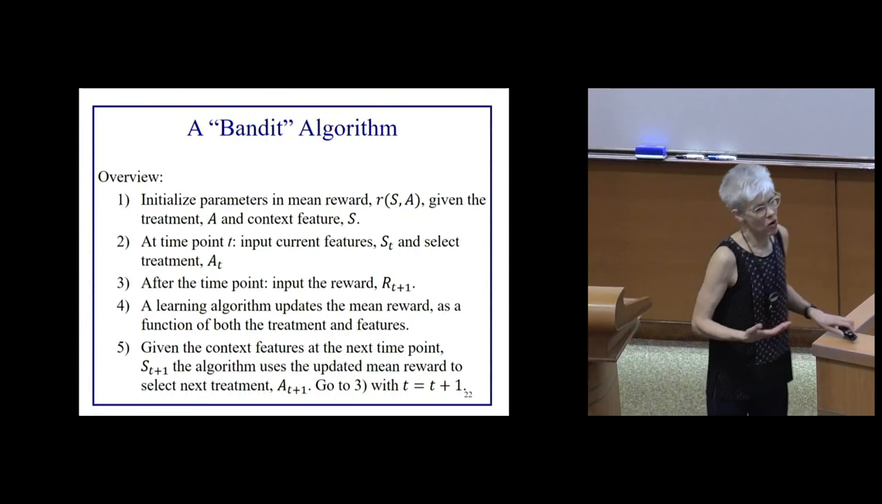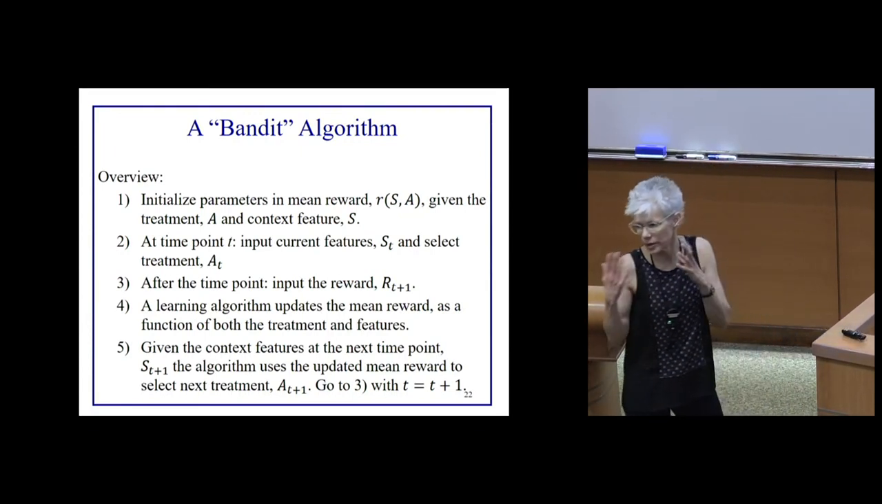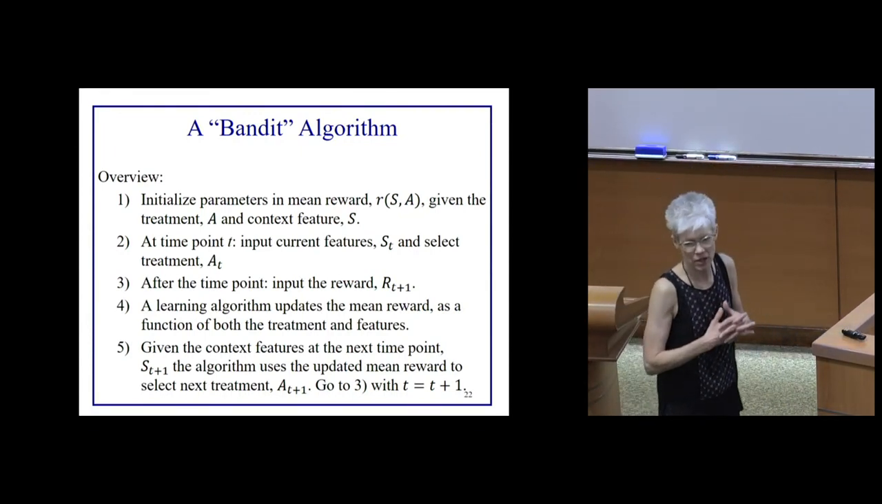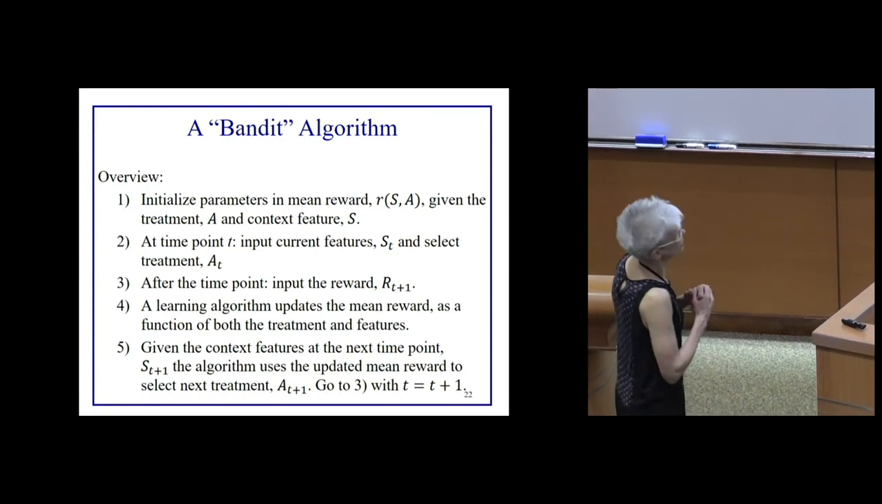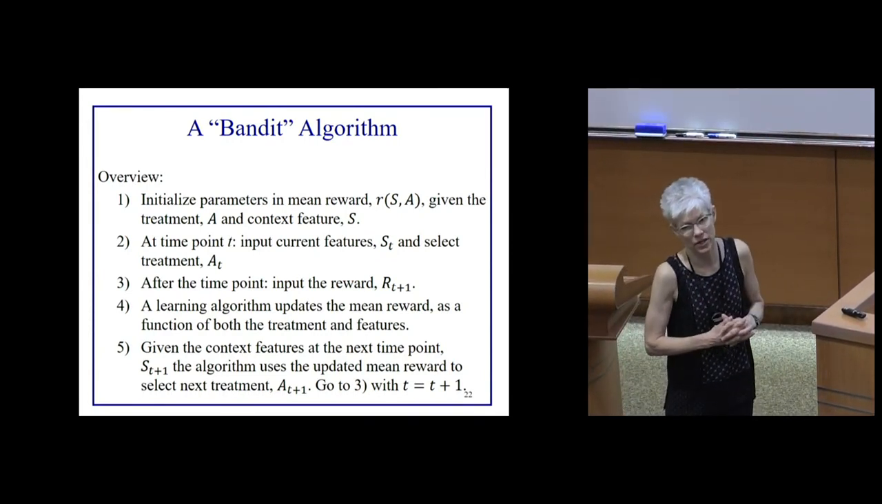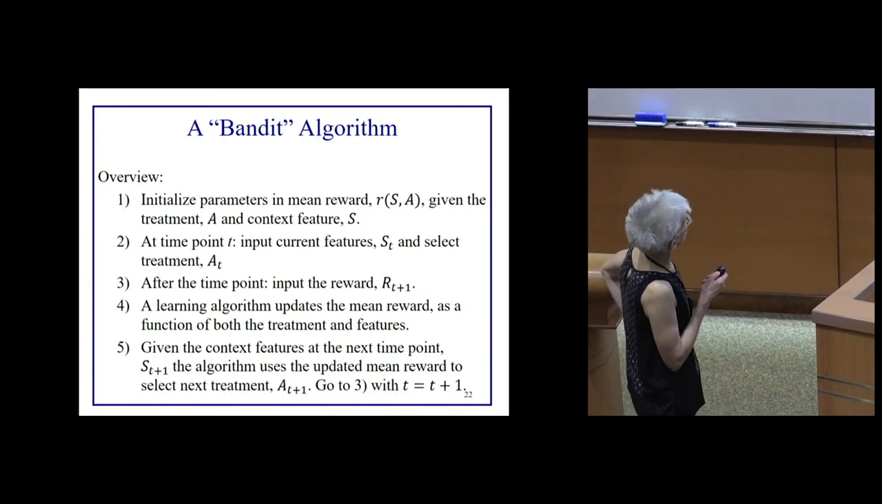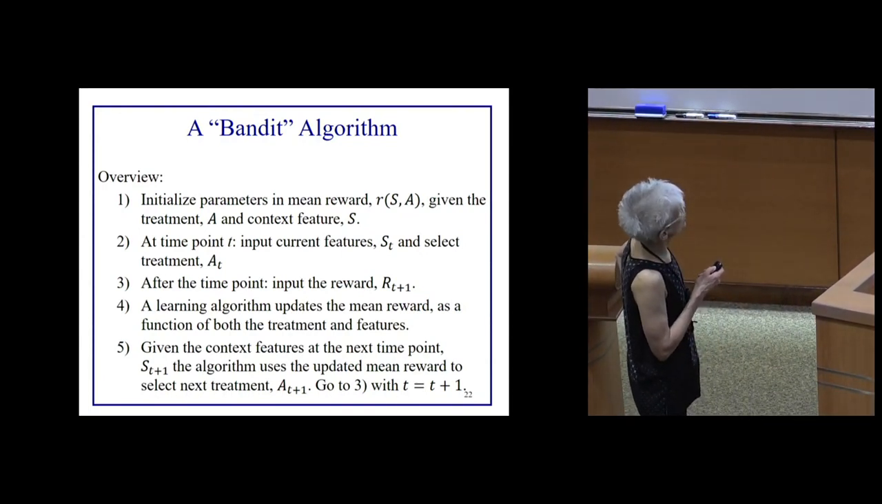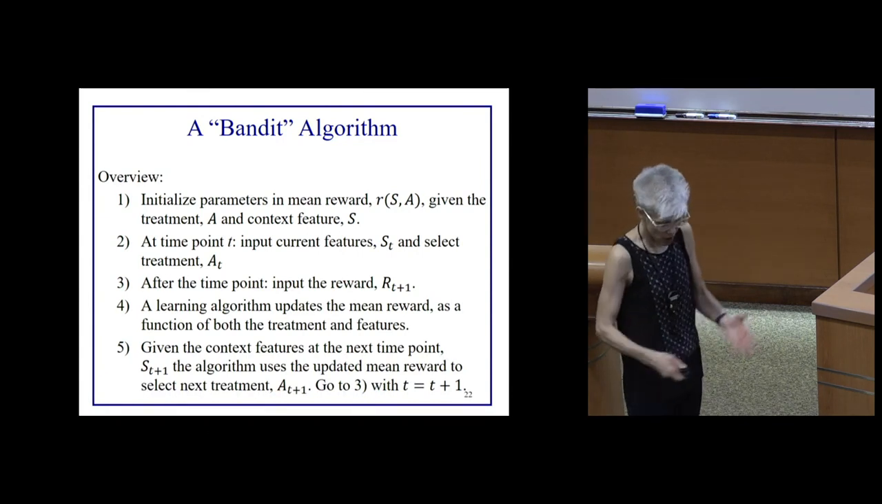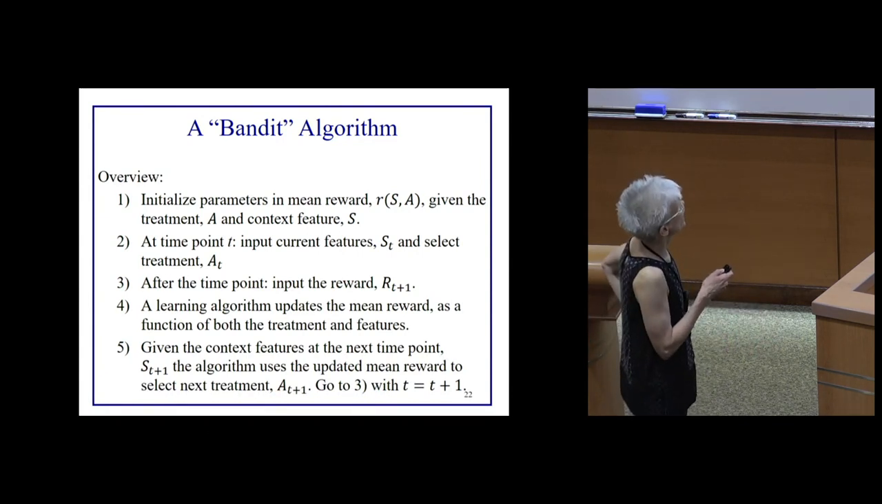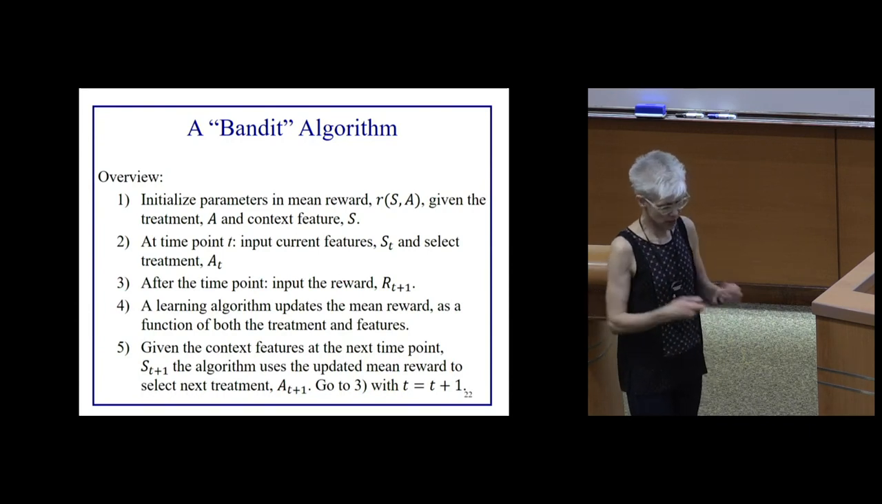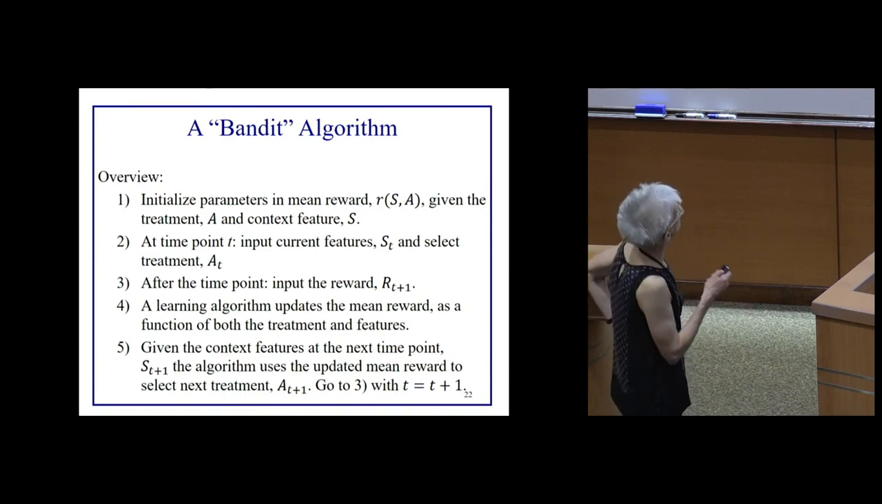Okay, I just want to go over a bandit algorithm for you and me. I know a lot of you know a lot of this, but I want to make sure we're all on the same page. So the idea is, first of all, remember this is the expectation of your reward given S, your current context, where you are and what you're doing right now, and A, your indicator of treatment. So this is my mean reward, the mean of my 30-minute step count given my current context and action.